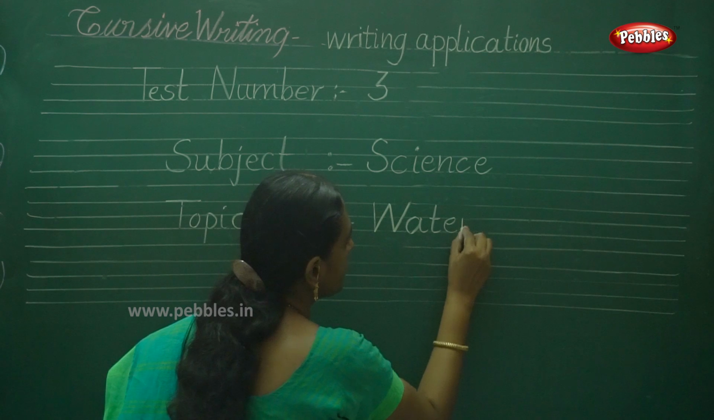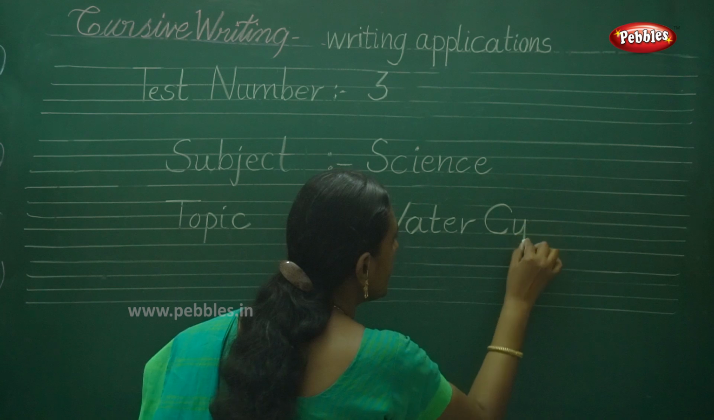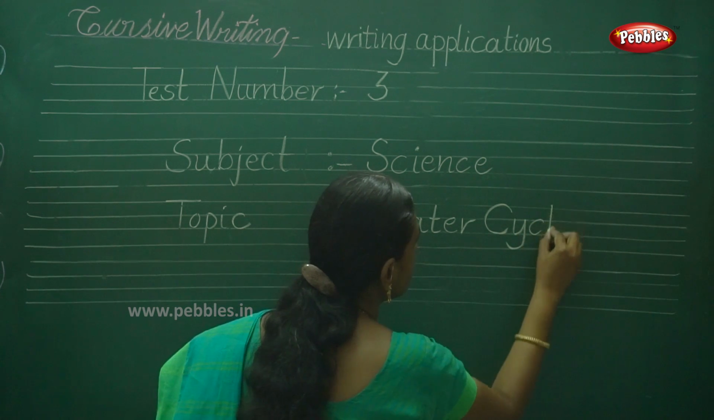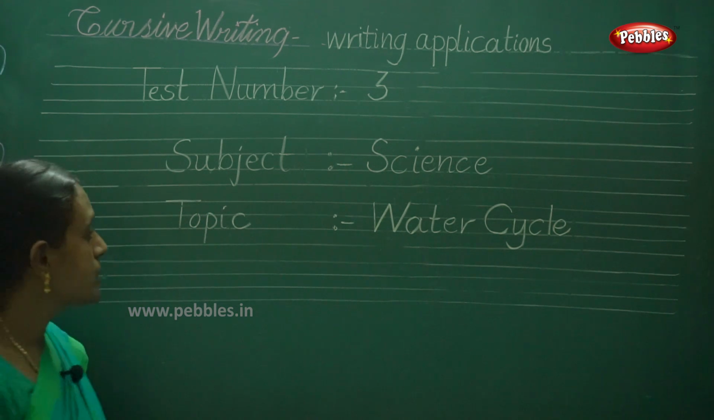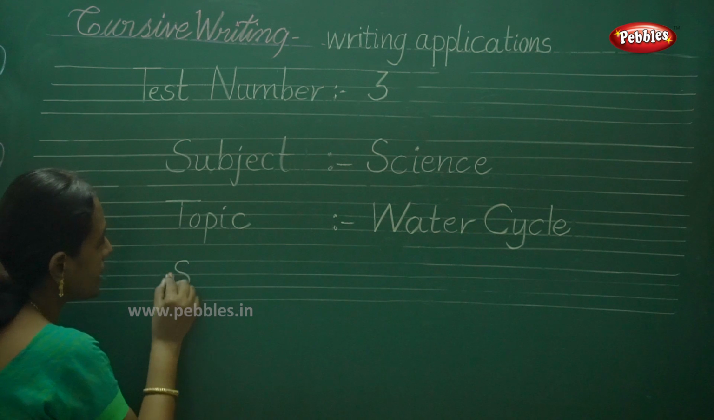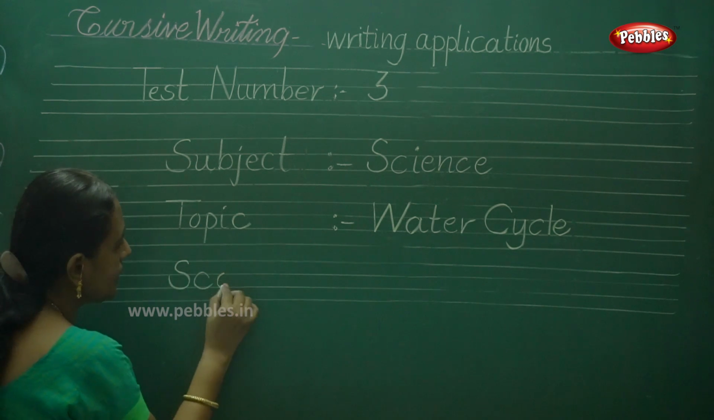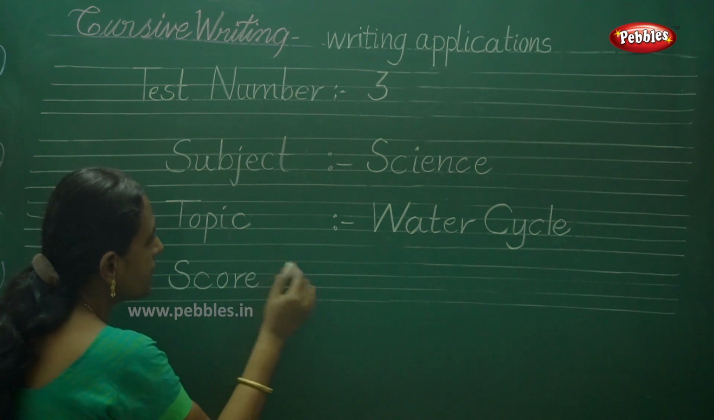Water cycle. Next thing, in cycle also, C is in capital form, children, and this is the way. Okay, and the final score in your test, SC should start as a capital and be followed by split writing.